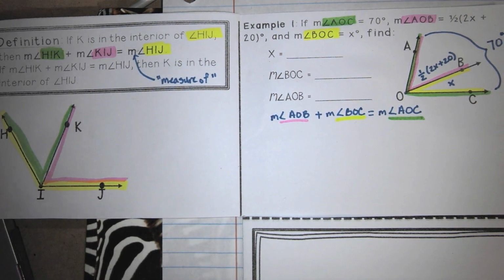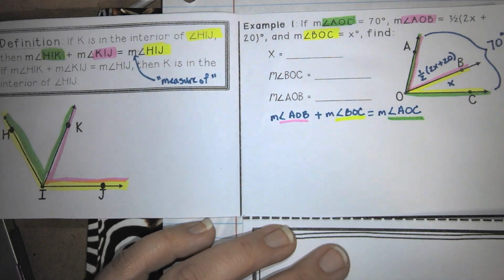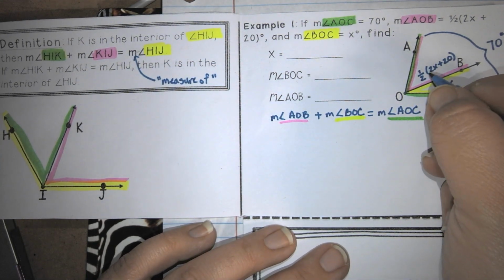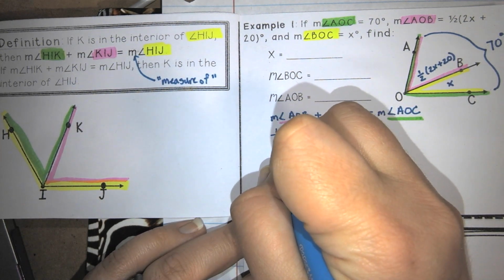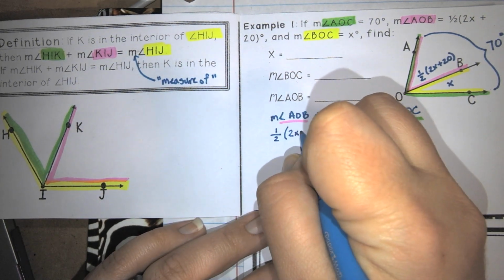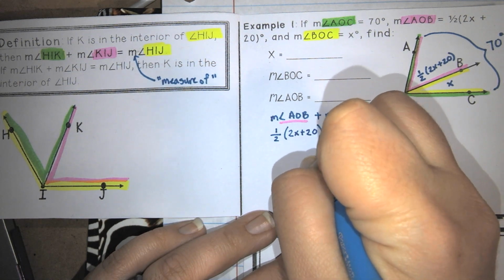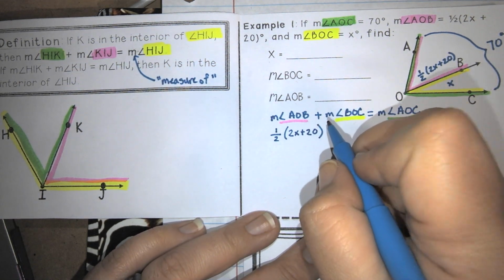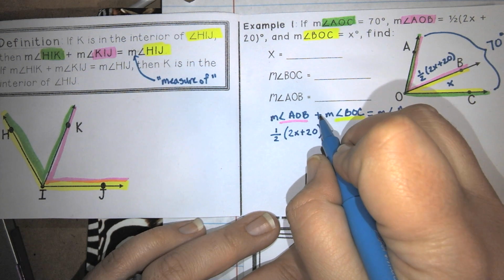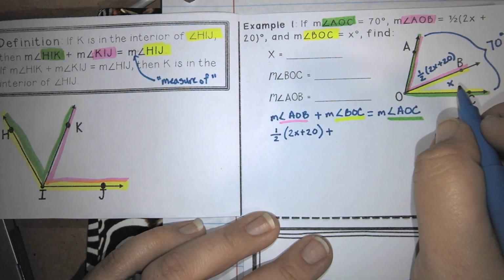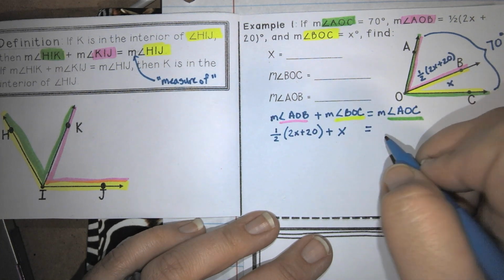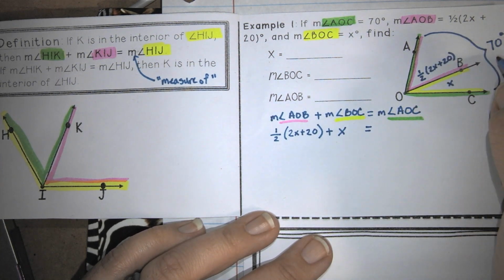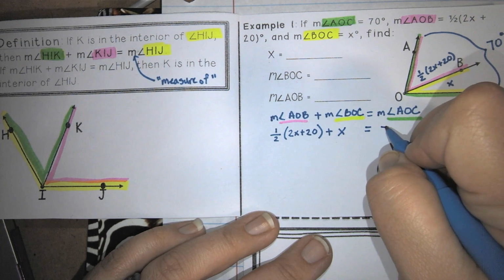Now if I follow those exact colors, I can fill in all the pieces that go right underneath it. So this little fraction in parentheses thing is going to go first. So 1/2 parentheses 2x plus 20. And I'll help you through this part later, so don't worry about that. Plus, because we're adding the two angles, BOC, which is just x, so that's easy, equals, for my equation, the total angle, which we know is 70 degrees.